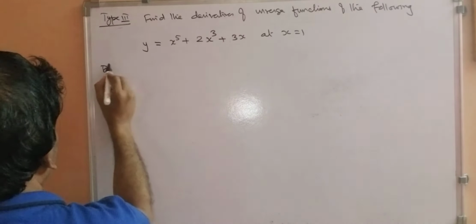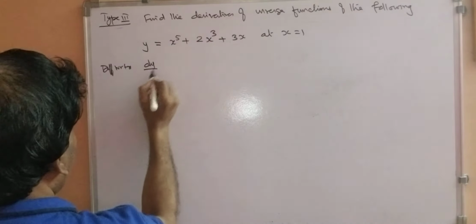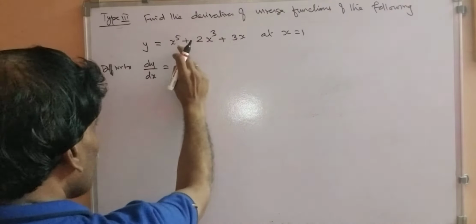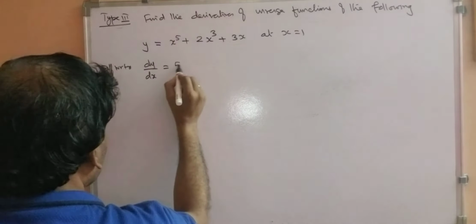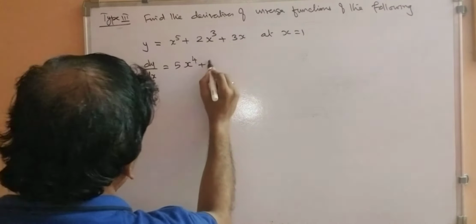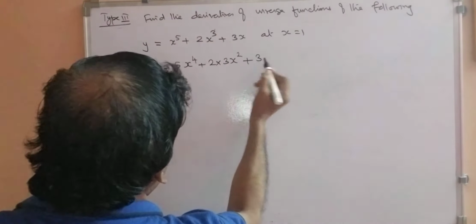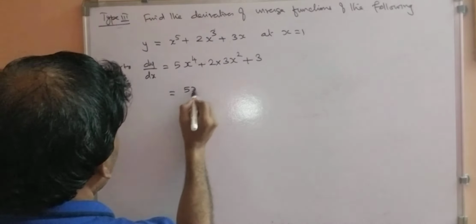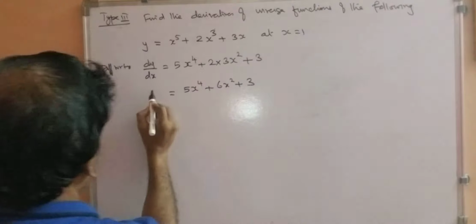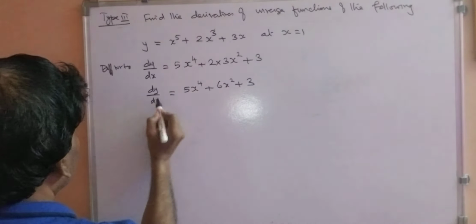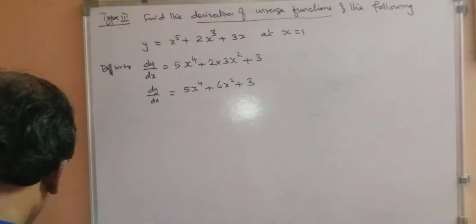Now differentiating with respect to x, what we will do? dy by dx equal to, what is the derivative of x to the power 5? x to the power n formula, plus 3 into 1. So I got 5x raised to 4 plus 6x square plus 3. It is your dy by dx. But what we want? Derivative of inverse function we want.